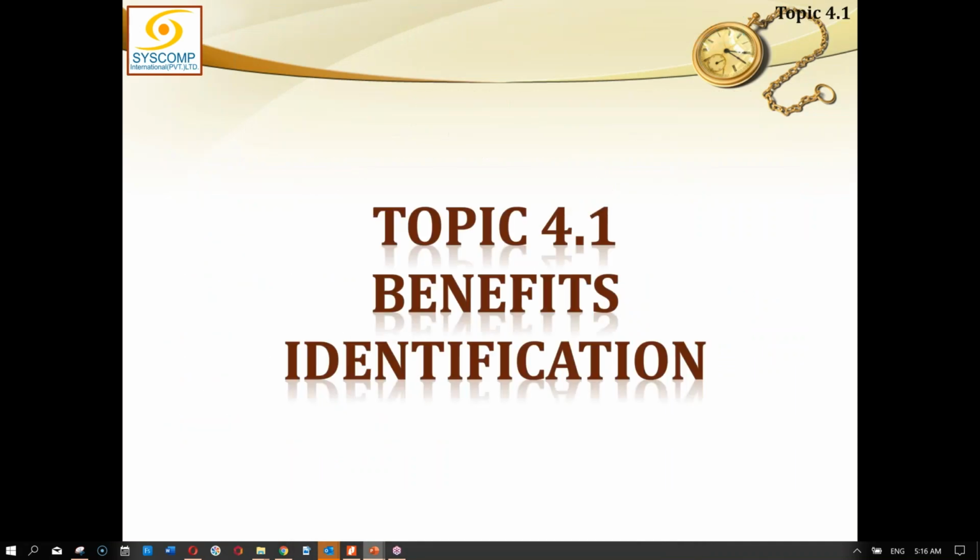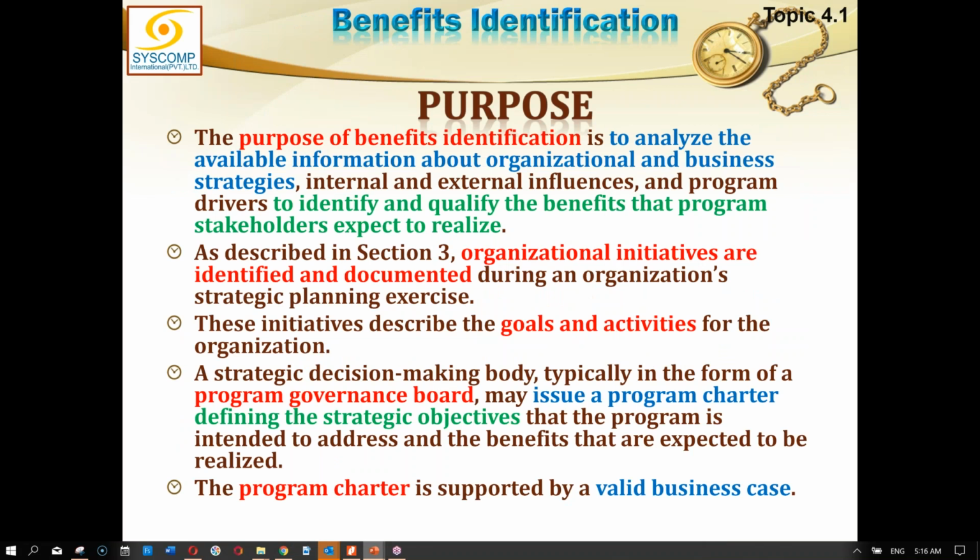So let's talk about benefit identification now. A lot of things we have already studied and understood, so you will find that there will be some repetition. But this repetition is important because the important things are being revised and repeated, and therefore they will keep burning into your mind, and ultimately you will not easily forget them.